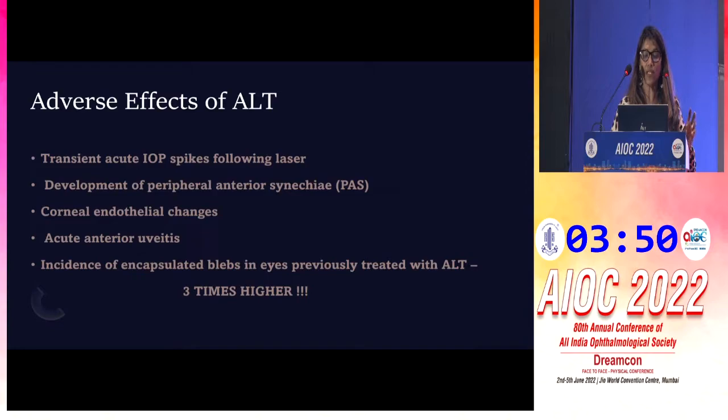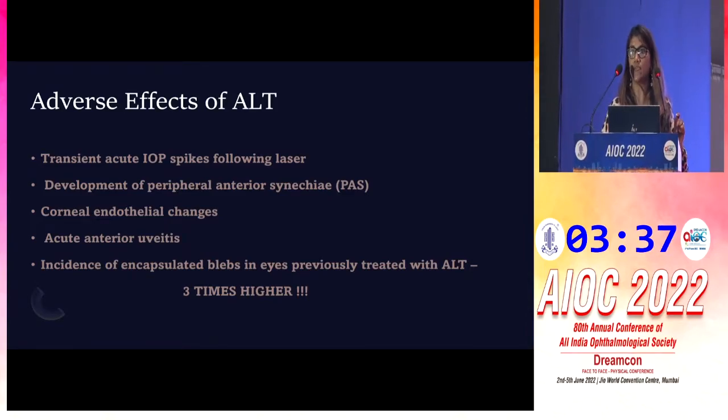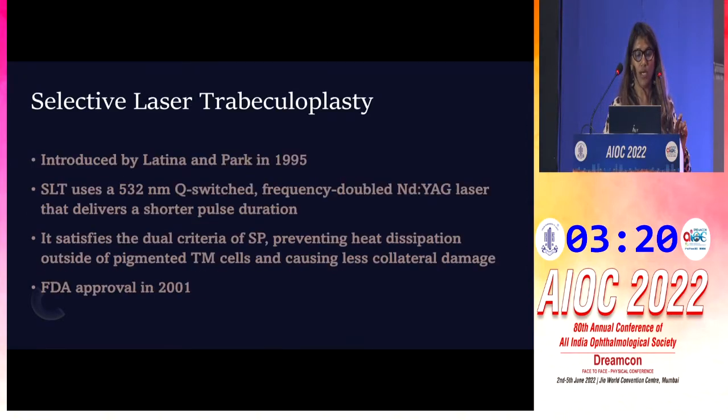So the adverse effects of ALT or argon laser were related to this thermal effect. There were very high acute IOP spikes following the procedure. There was formation of peripheral anterior synechia, which causes the effect of the laser to wear off. There was damage to the corneal endothelium. There was severe inflammation, and the glaucoma surgeons found that the chances of encapsulation of the bleb following trabeculectomy in these patients was almost threefold higher.